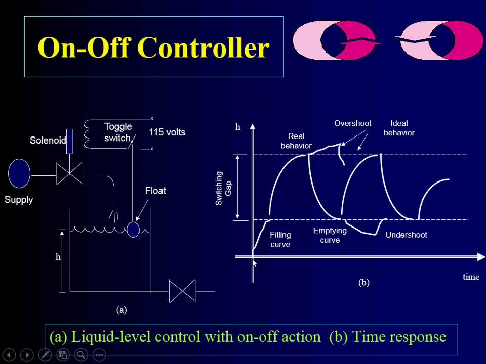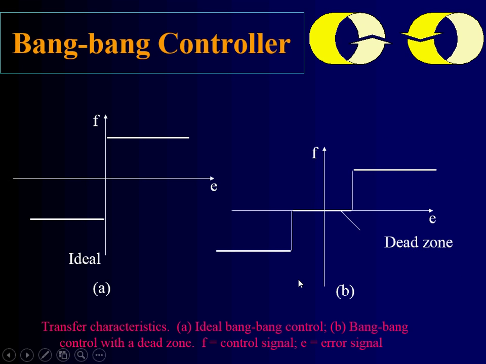So normally it goes like this. This would be the normal behavior of this, like a liquid level control system. So in here you have a dead zone, as it's called. You cannot switch immediately like this.